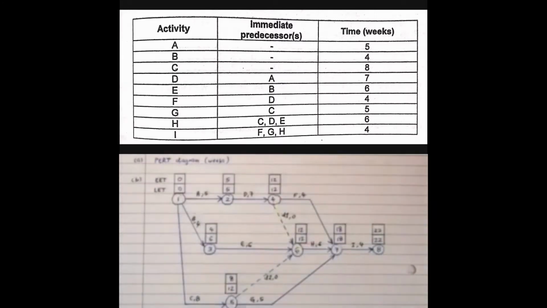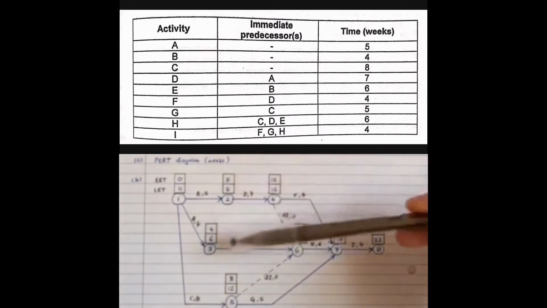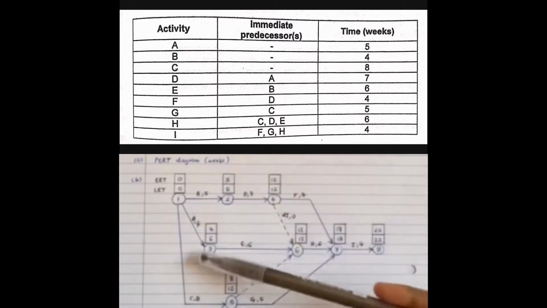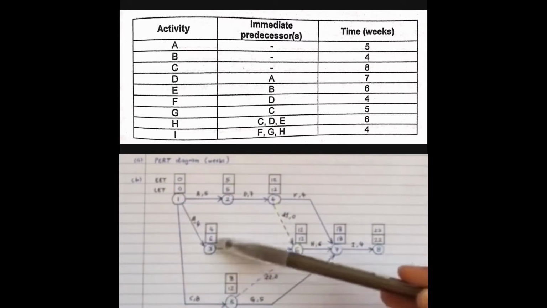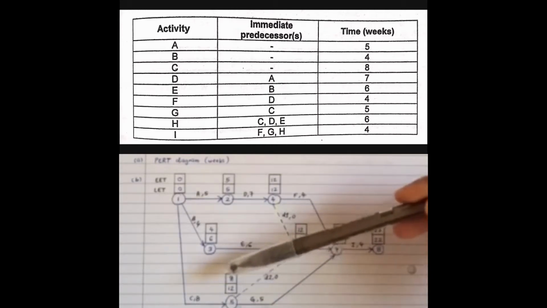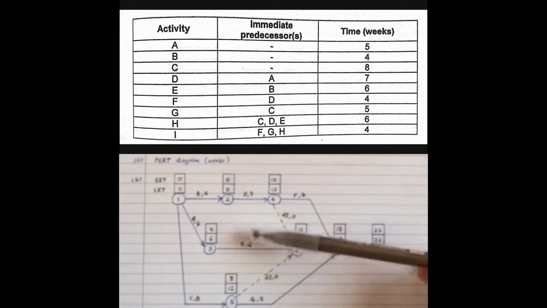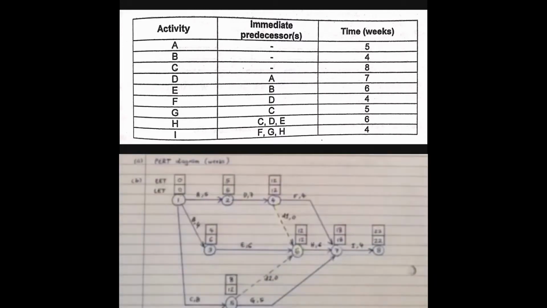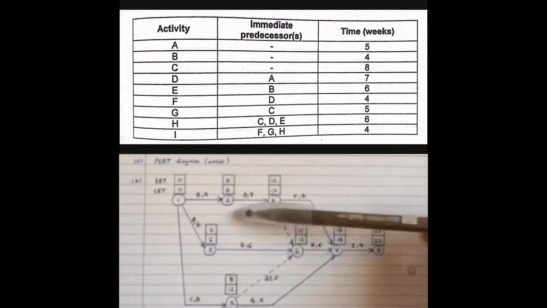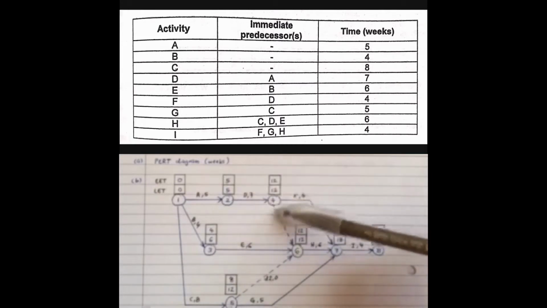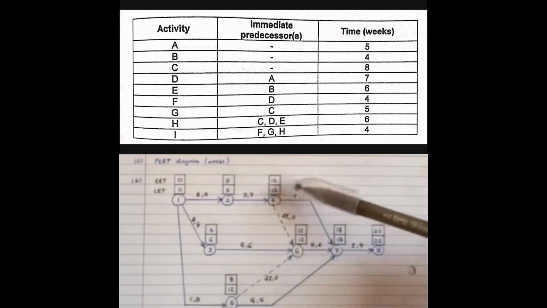After activity D is activity E. The immediate predecessors is B. B is still available, so we end activity B with node number 3 to start activity E, duration time 6. Proceed to the next activity, activity F. Activity F is from immediate predecessors D. D is still available, so we end activity D with node number 4 to start activity F, duration time by 4.